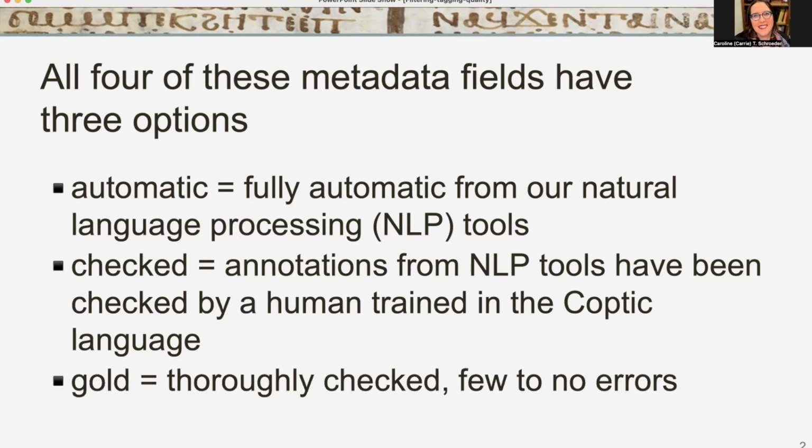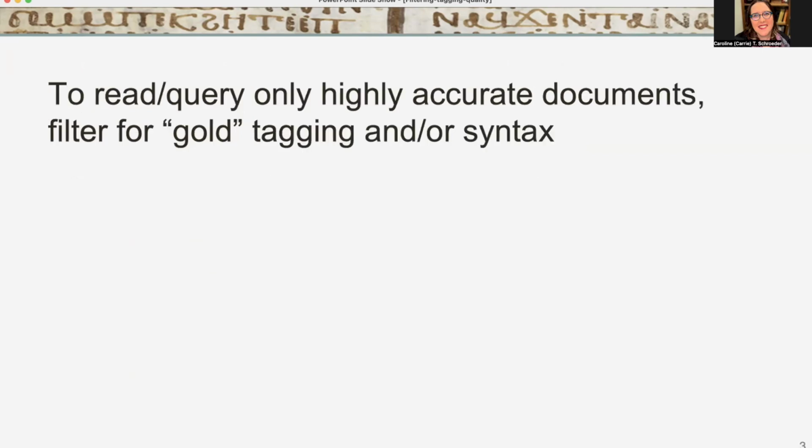And then finally, gold means that the document has been very thoroughly checked, and we should expect few to no errors in that document in terms of the annotation and the tagging. To read or query only highly accurately tagged documents, you should filter for gold tagging or syntax.